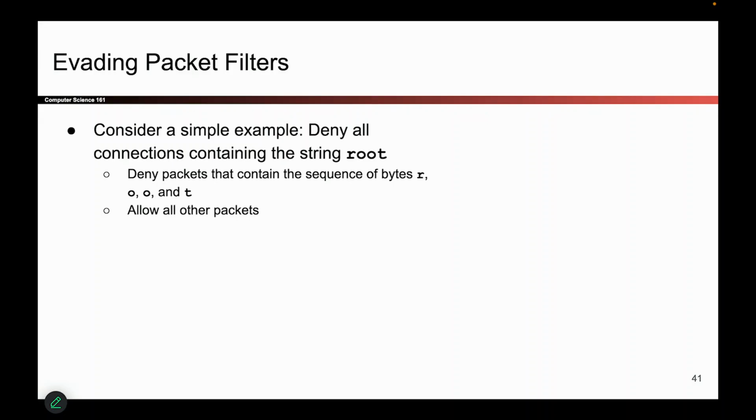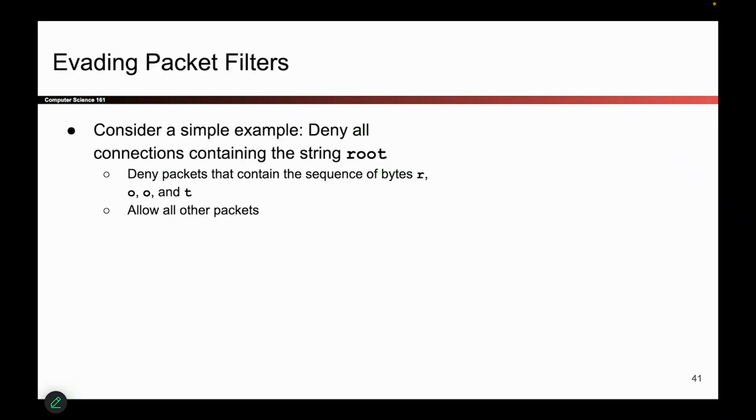So, attacks on firewalls. What if an attacker knows that the firewall is going to block their traffic, but the attacker wants to try and get around the firewall? For example, let's consider a firewall rule that says any connection that sends the word root is disallowed, because maybe the attacker is trying to log in as root, the administrator account, and we want to block that.